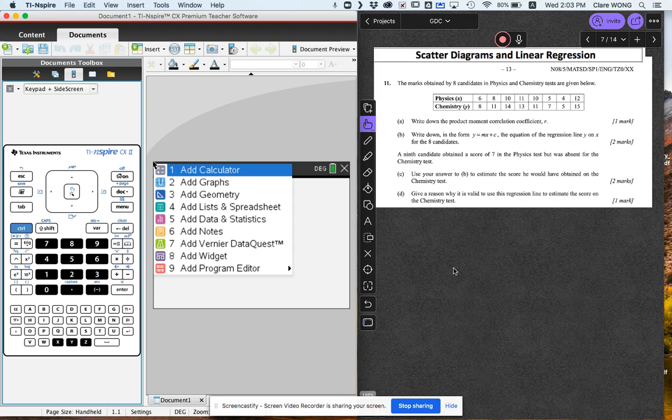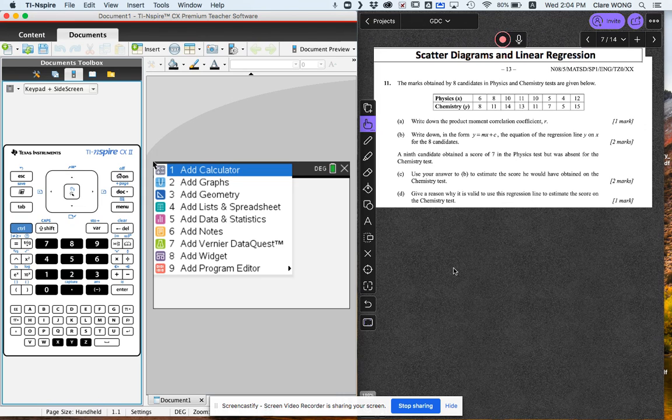Hello, today I'm going to go through with you some statistical analysis questions. First up is scatter diagram and linear regression. As you can see from this question, we are presented a table with 8 pairs of data points from 8 students. It says write down the product moment correlation coefficient, write down the equation of the regression line.